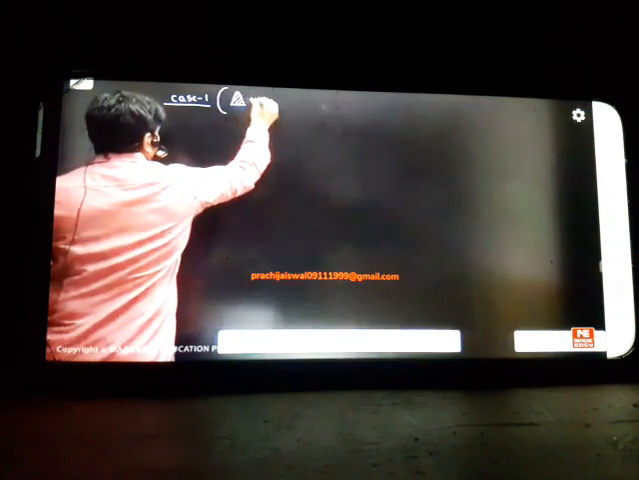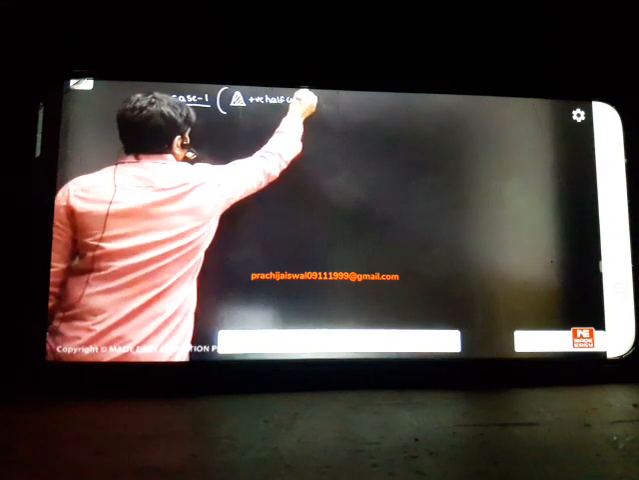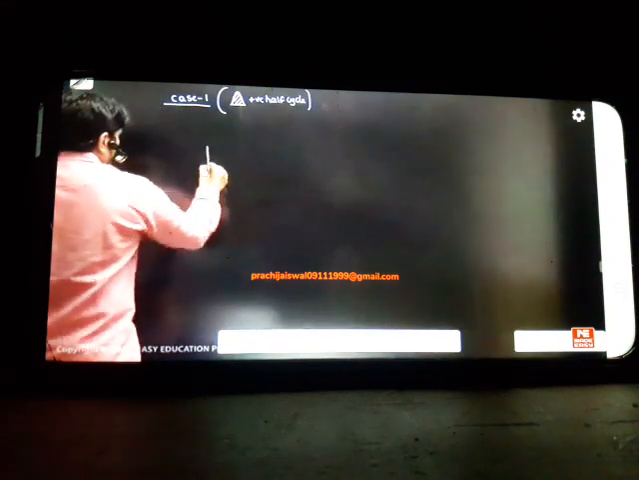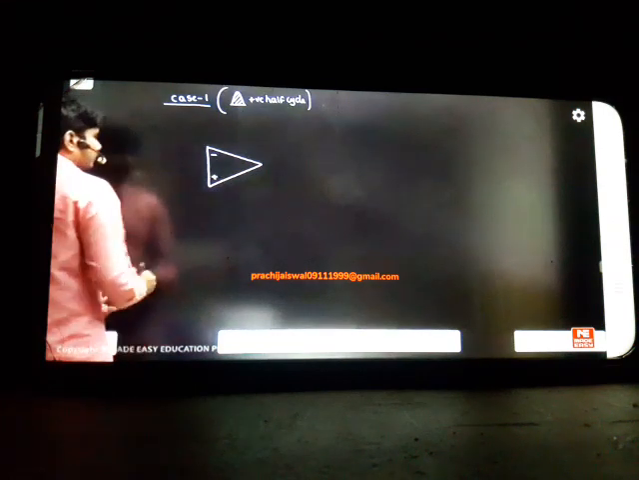Case 1. First case 1, we are applying for positive half cycle. Case 1, for positive half cycle we are applying. So the model looks like this. This is negative, this is positive. Positive is ground.